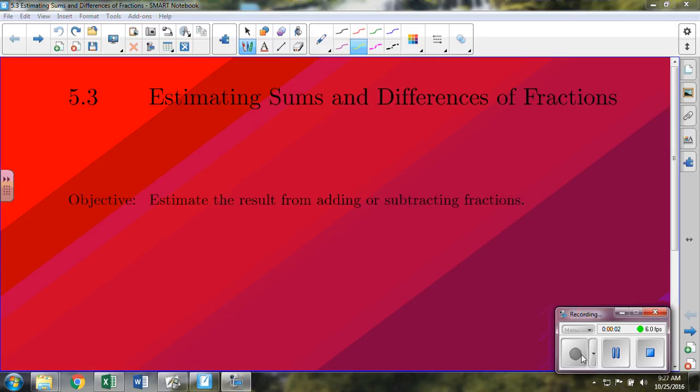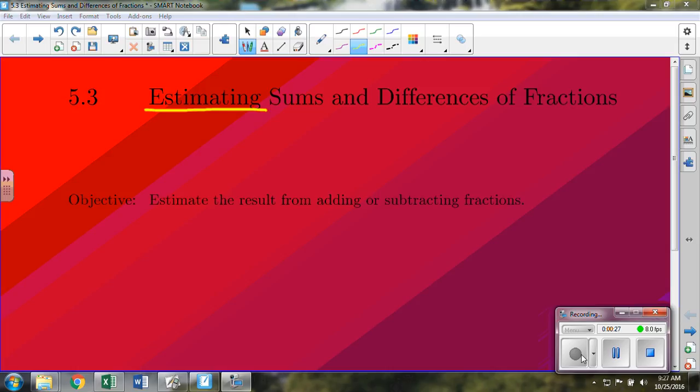This lesson, we are going to work on estimating the sums and differences of fractions. Now, I want to emphasize what we're doing is estimating. We are not working on getting an exact answer. We're just looking to be ballpark close.